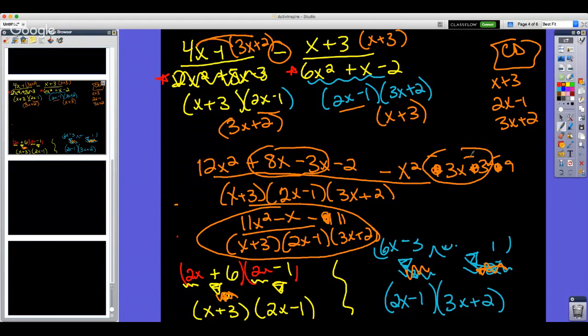And you don't want the zeros for this problem? No, I will not say state restrictions on this one. Okay? Yeah. I don't know. We'll see. What's the restriction? x is not equal to -3. When I added 1 divided by 2, x is not equal to 1/2, and x is not equal to -2/3.